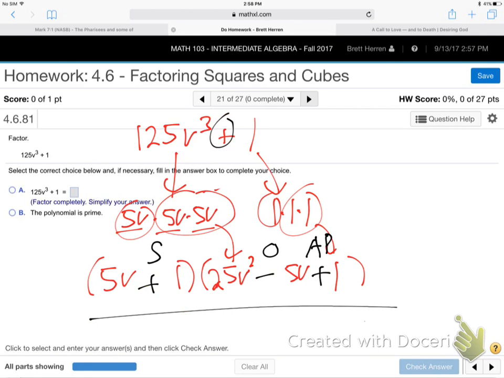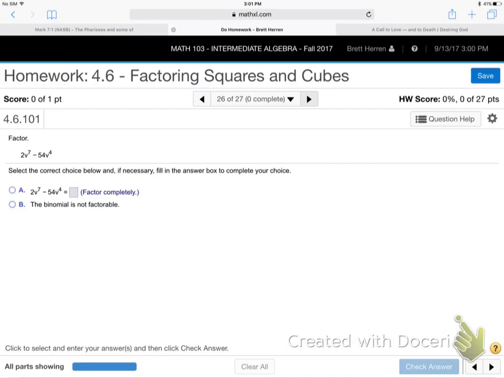So everybody see how we wrote them? Again, you want to write them 5v, 5v, 5v, all together 3 times, like the same identical thing 3 times. Triple, triple. All right. So we've got 2v to the 7th minus 54v to the 4th. So try that one.